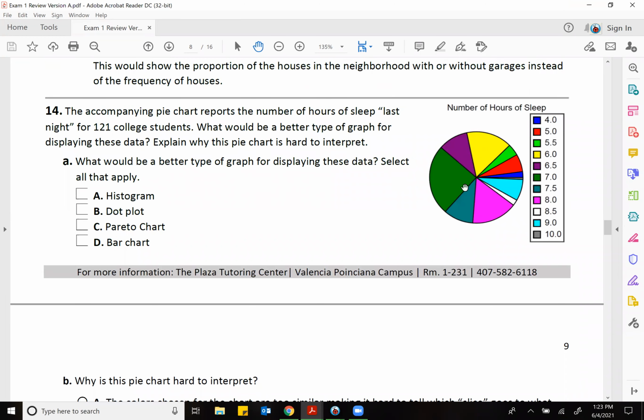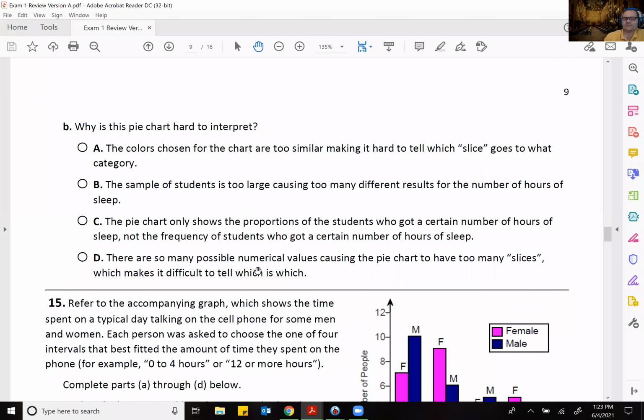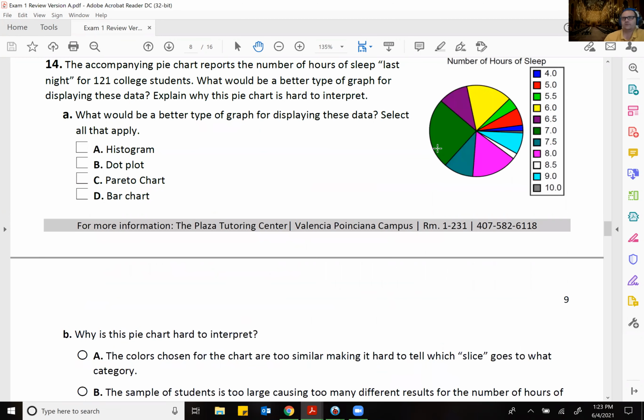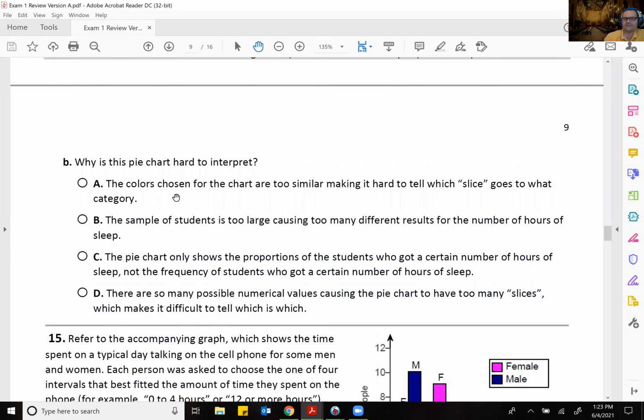So it's not that. The part that's the problem is because we have numerical values and we have a ton of them. There are too many slices up here. It's too much. That's the real problem. And again, also, this is numerical data in a pie chart. That's bad.